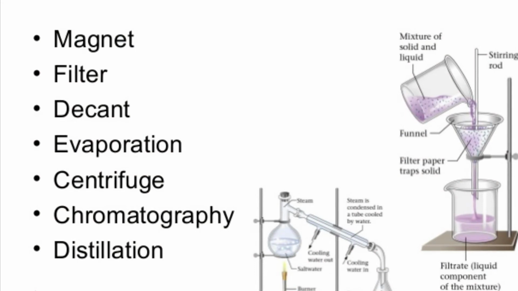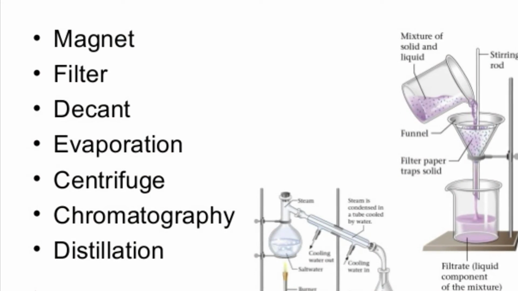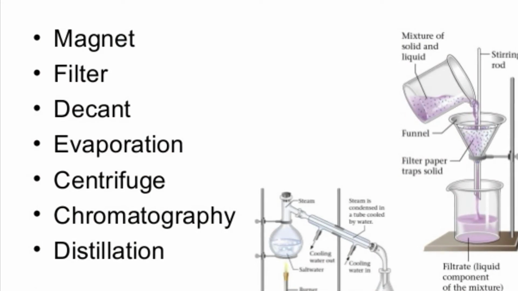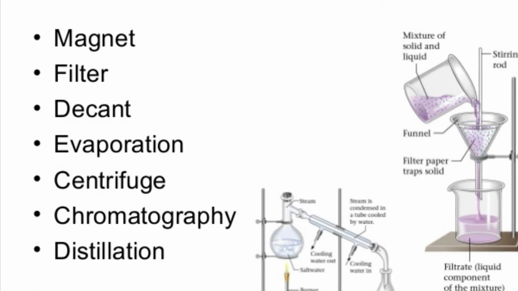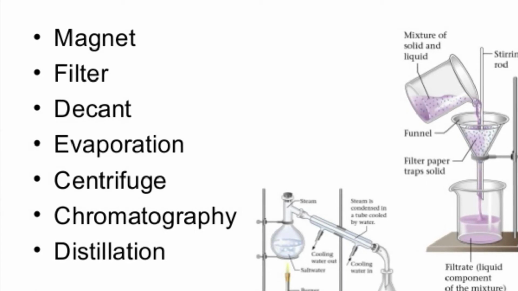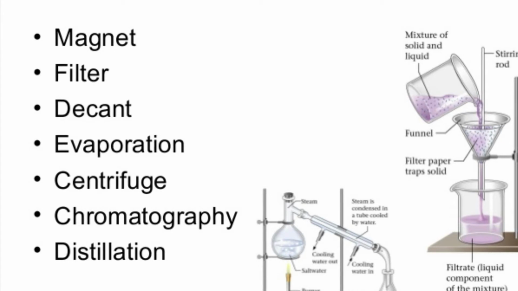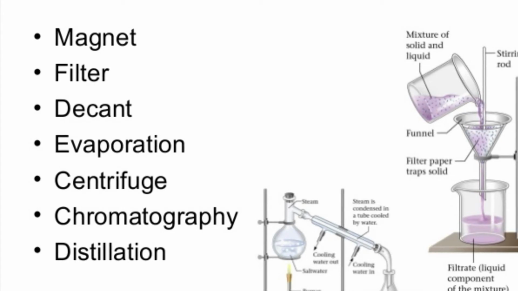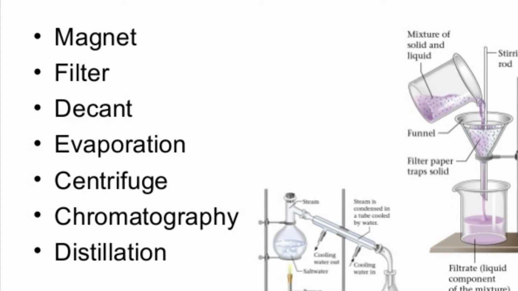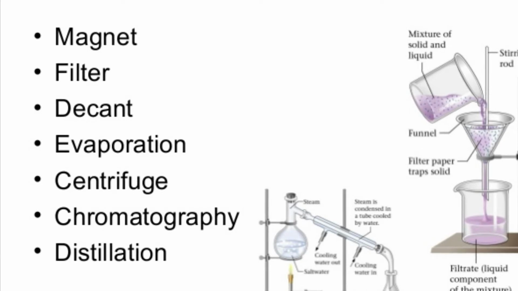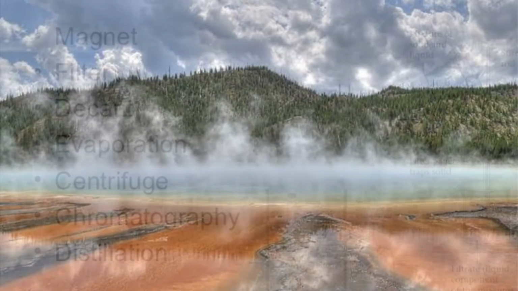Mixtures come in many forms and phases. Most of them can be separated, and the kind of separation method depends on the kind of mixture. Some examples are distillation, evaporation, decantation, magnetization, filtration, sieving, chromatography, and centrifugation.